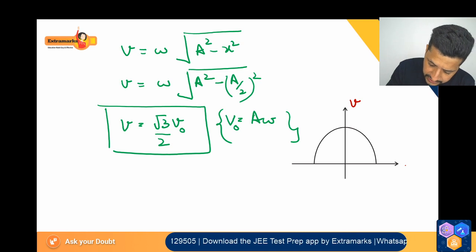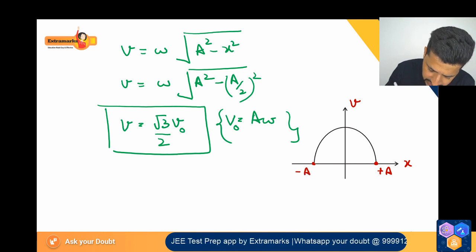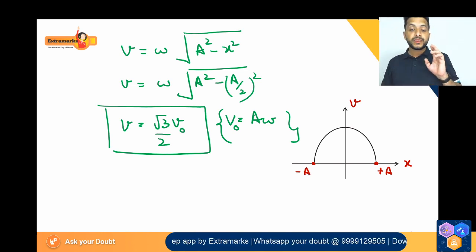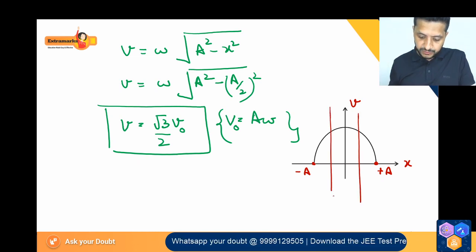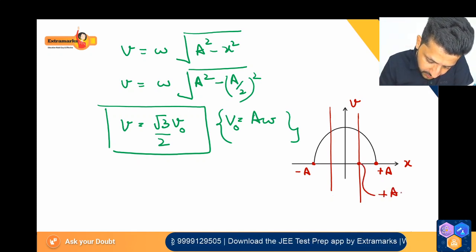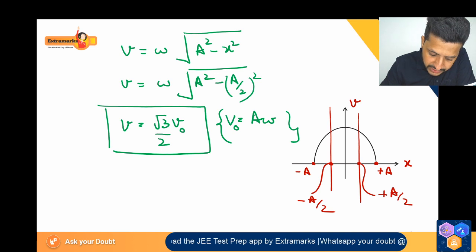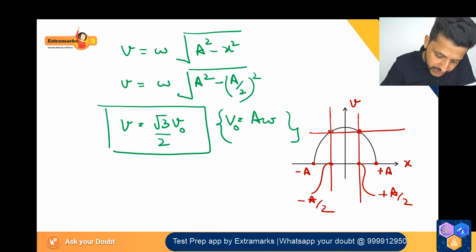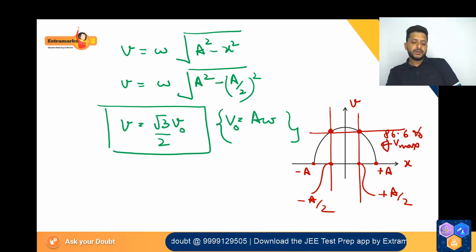So in this graph, where do you represent those points? So this is again V, this is x, this point will be plus A, this point will be minus A. Now he is telling us when the displacement is half. So beta, this is A by 2, and this will be what? Minus A by 2. So this point is plus A by 2, and this point is minus A by 2. So what is the velocity corresponding to these two points? It is 86.6% of maximum velocity. Is it clear?